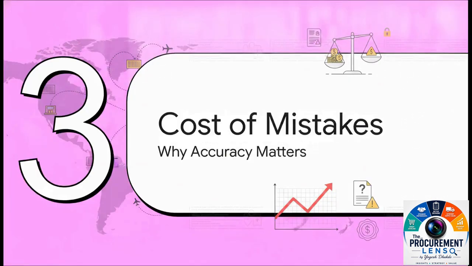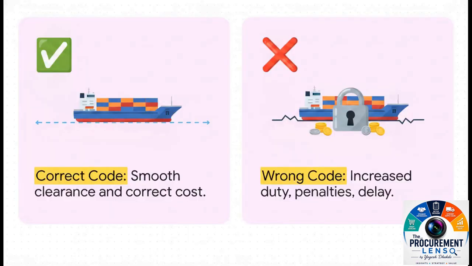Which brings us to part 3, the cost of mistakes. Why accuracy matters. And here's the stark reality of the situation. Getting the correct code guarantees smooth clearance and the correct costs. Your supply chain just keeps moving like clockwork. But plugging in the wrong code? Oh man, that triggers increased duties, severe financial penalties, and just massive port delays. Literally, one wrong digit can completely blow up your profit margins.